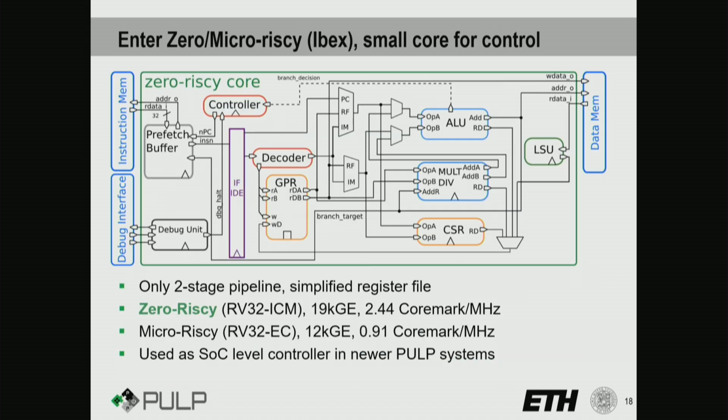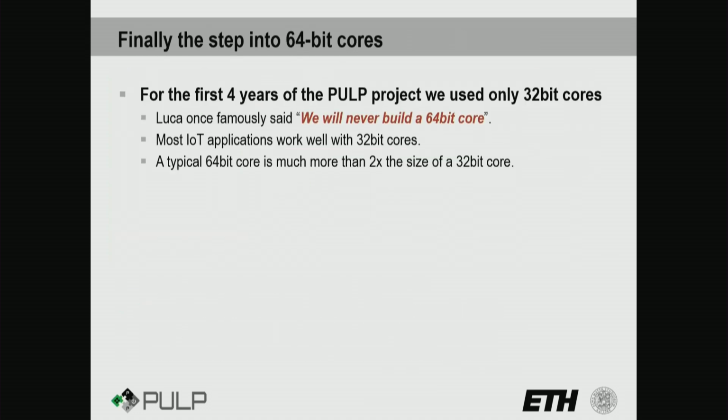Now, on top of that, we also wanted to have a smaller core for small control tasks. So what we did is we re-engineered RISC-V and redeveloped the pipeline to build Zero-riscy and Micro-riscy, which are basically a 2-stage pipeline processor with a very simplified register file. And they are roughly at half or a quarter the size of RISC-V. And we use these a lot as SoC level controllers in the Pulp systems.